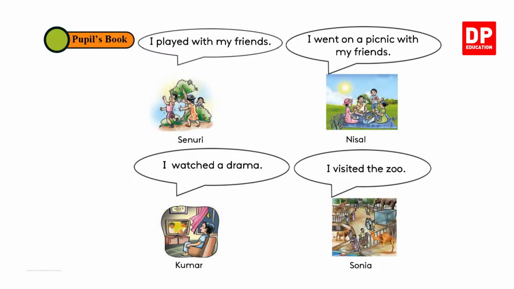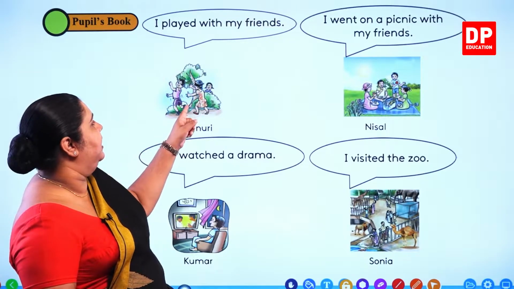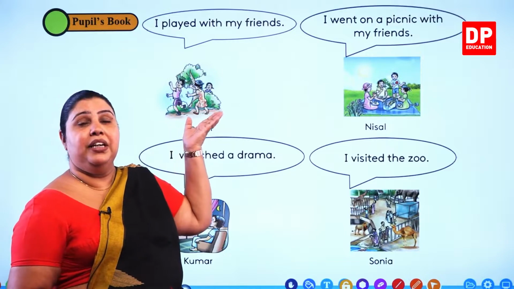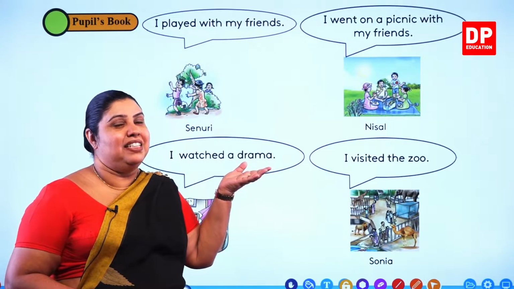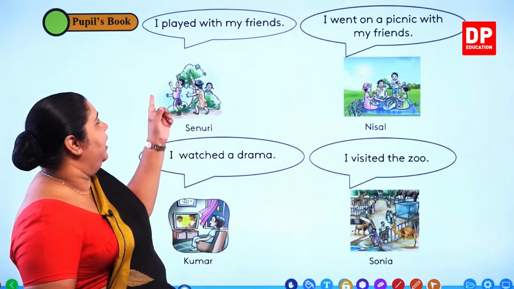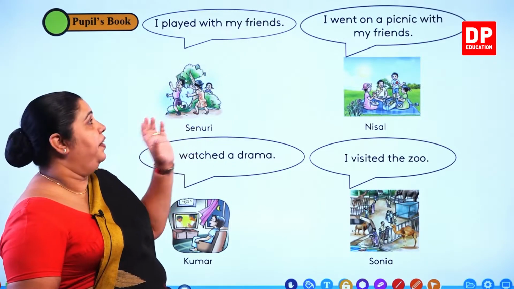Senuri says, "I played with my friends." Can you see? What are they doing? They are playing hide and seek. Can you see? I played with my friends.